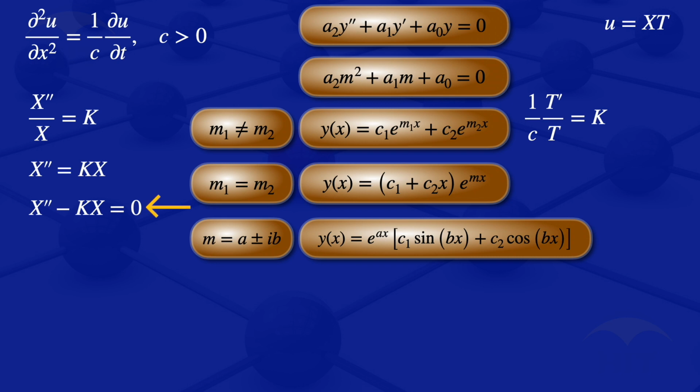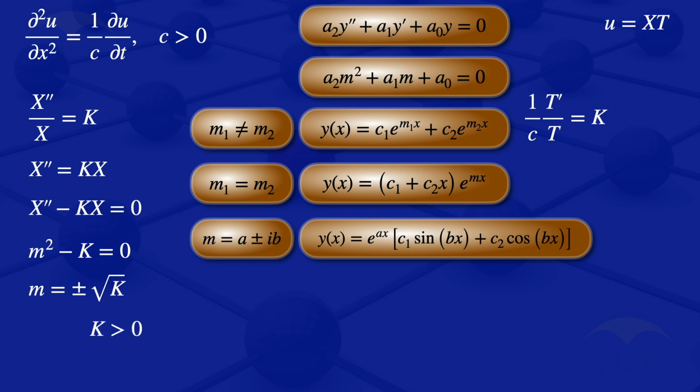So for our equation here, we see that our auxiliary equation is m squared minus k equals 0. To solve for k, we just put the k on the right hand side so that we have m squared equals k, then take square roots on both sides so that we have m equals plus or minus the square root of k. But in this case, the roots of the auxiliary equation depend on the sign of the constant k.